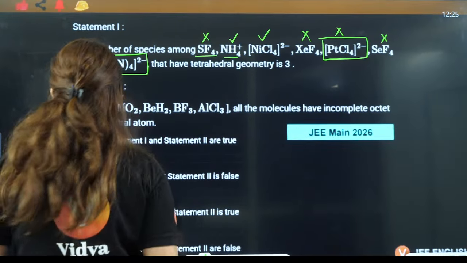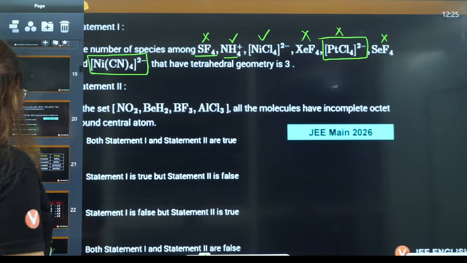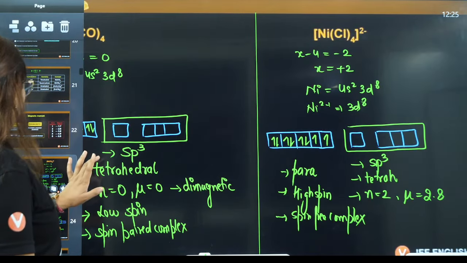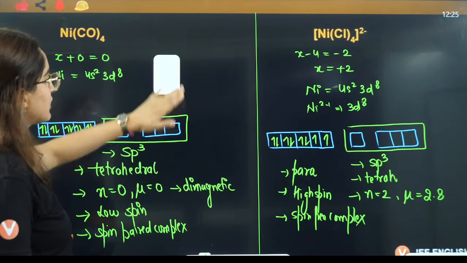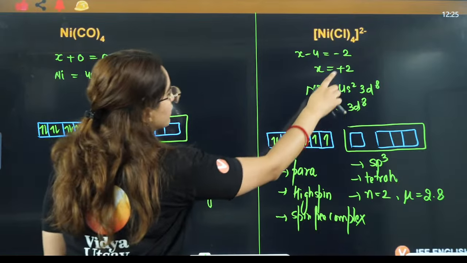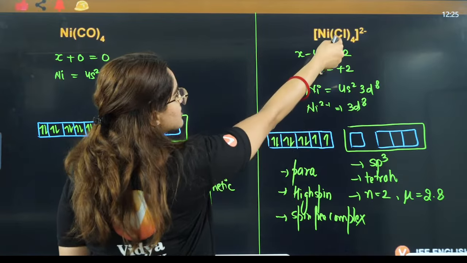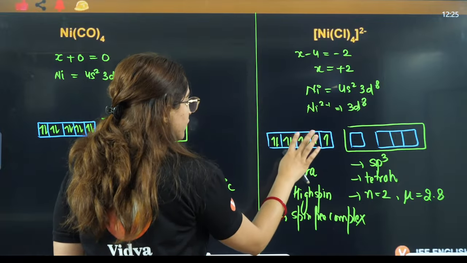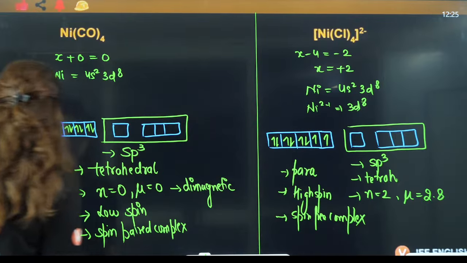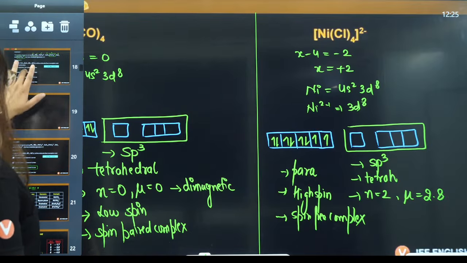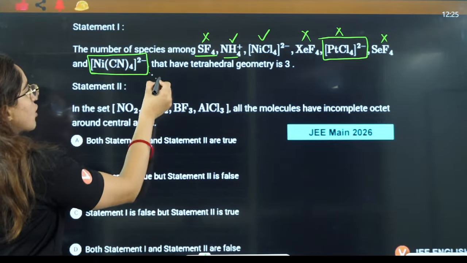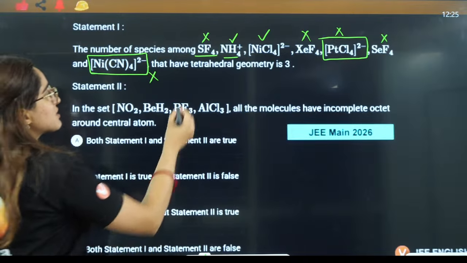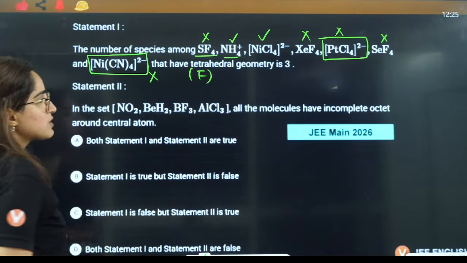[Ni(CN)4]2-, we have discussed this here. That Ni, even if you have pairing here, let's say there is CN here, so 8 electrons will be there, 1 2 3 4 5 6 7 8, this will be dsp2. So this is also not tetrahedral. Only one species is tetrahedral, so it is a false statement.